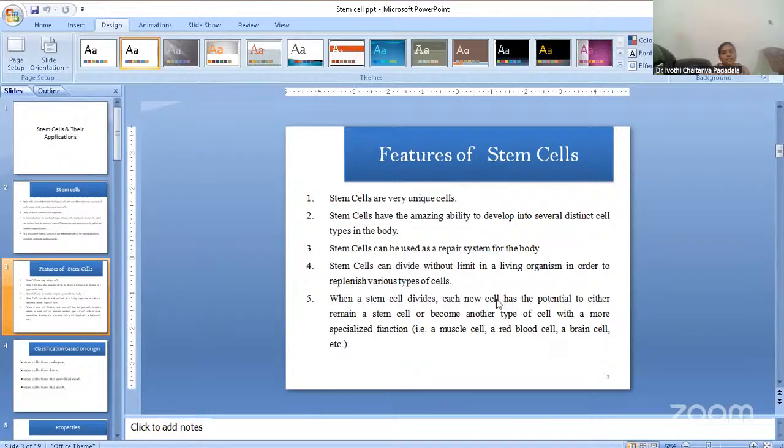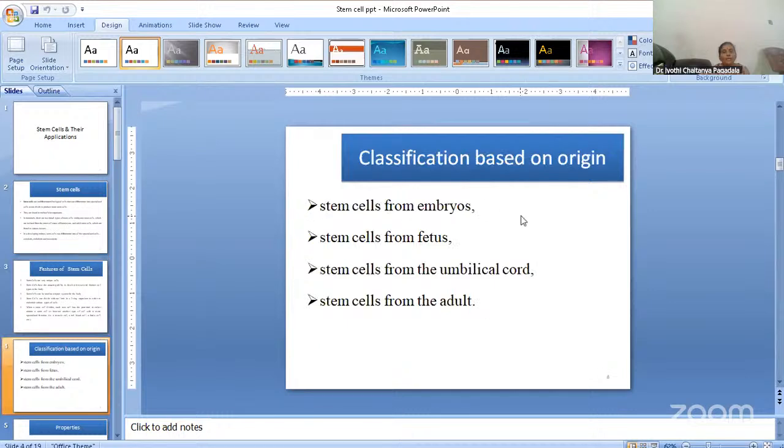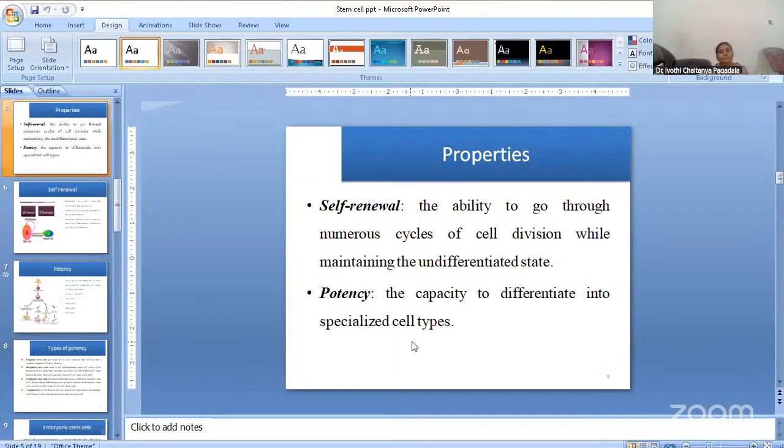Just now we discussed that. Before going to the classification, we go with classification depending upon the origin. Here we have stem cells from embryos, stem cells from the fetus, stem cells from the umbilical cord, and stem cells from the adult.